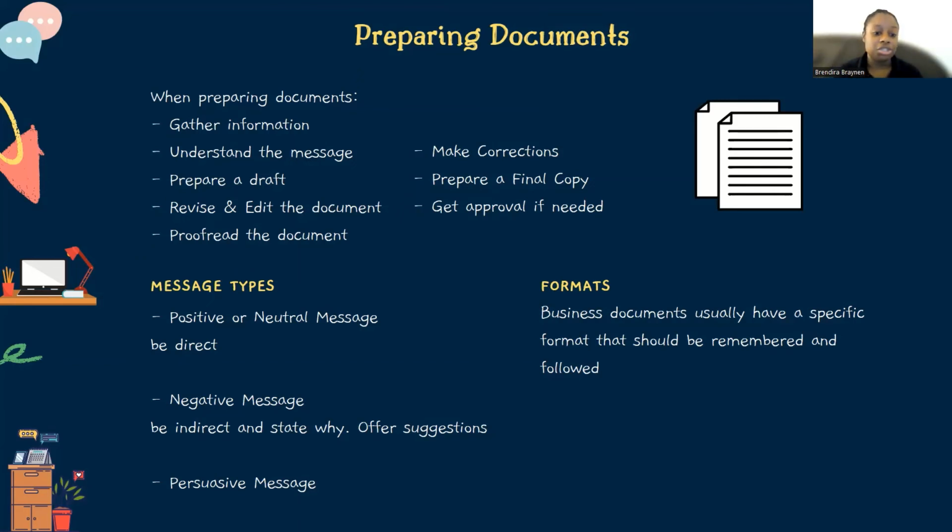In understanding the message, you want to know that there are multiple message types, three of them to be exact. A message can either be positive or neutral. That's just sharing good news, saying, hey, you won something, or thank you for being a customer, or just giving information. We'll be closed on a particular day. Those are positive and neutral messages, and for those you just want to be direct. Say what you have to say and try to get the information out there as quickly as possible.